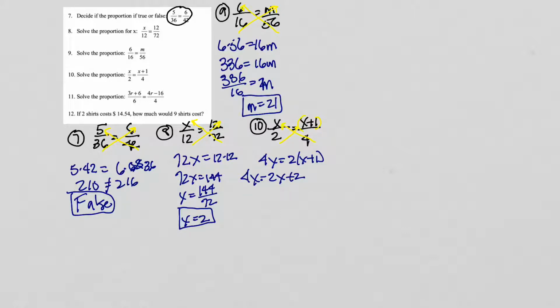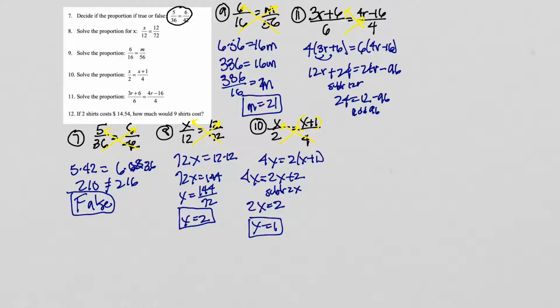Let's get all the x's on the left side. We have more x's on the left than on the right. So the plan is to subtract 2x. So we'll get 2x equals 2. Divide, we'll get x equals 1.